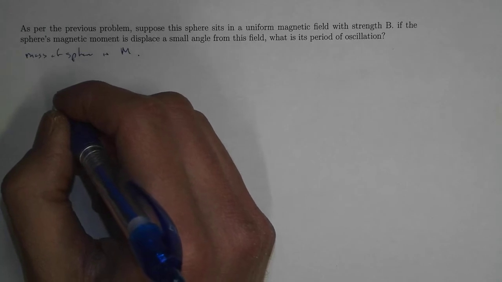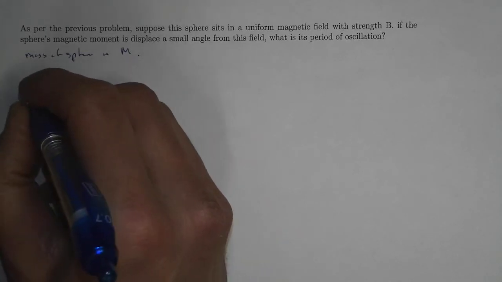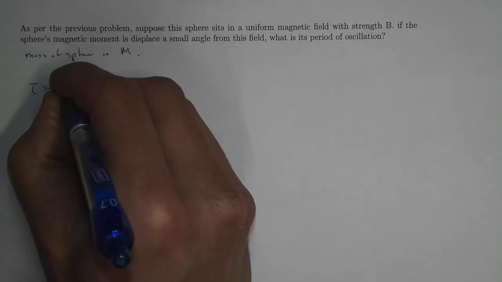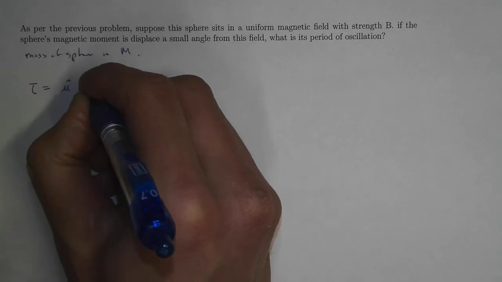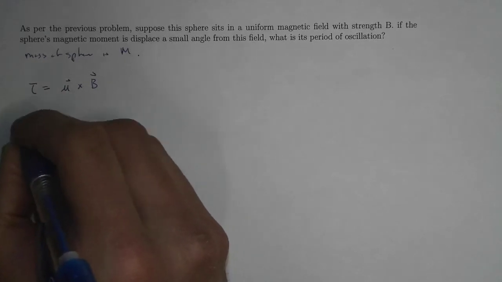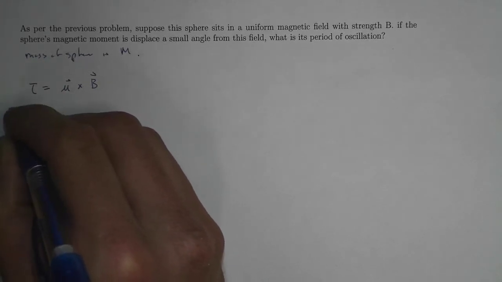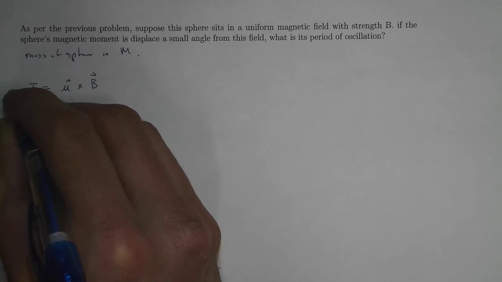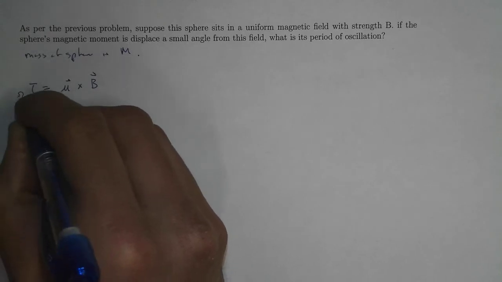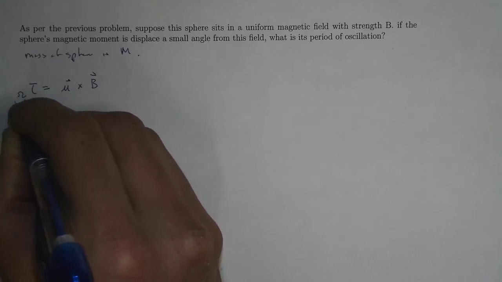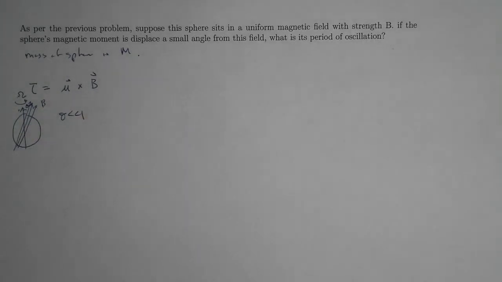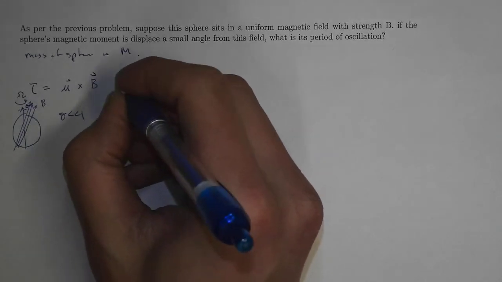All right, so to do this problem, let's note that the torque is equal to mu cross the B field, right? And there's some small displacement of the B field. So let's imagine this is your sphere. It's rotating around with some omega, and now suddenly there's a B field in this direction, and this angle here is theta, and theta is very, very small.